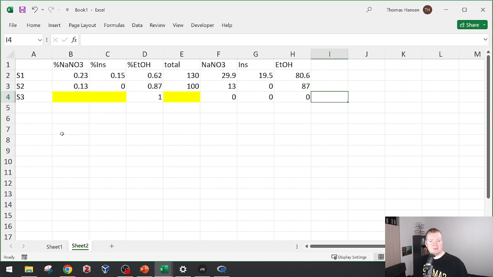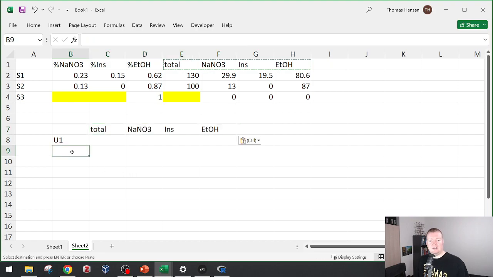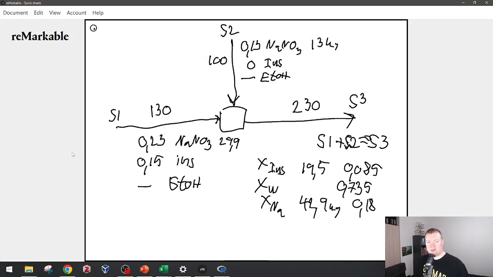Just so we can all see what's going on, I'm going to do what I'm not allowed to do and write my equations someplace else. So down here, I have unit 1, and just for the fun of it, let's write the system balance as well. For my unit 1, let's jump back to the drawing. I have stream 1 and stream 2 entering, stream 3 is exiting. So that's the equation I want to type in.